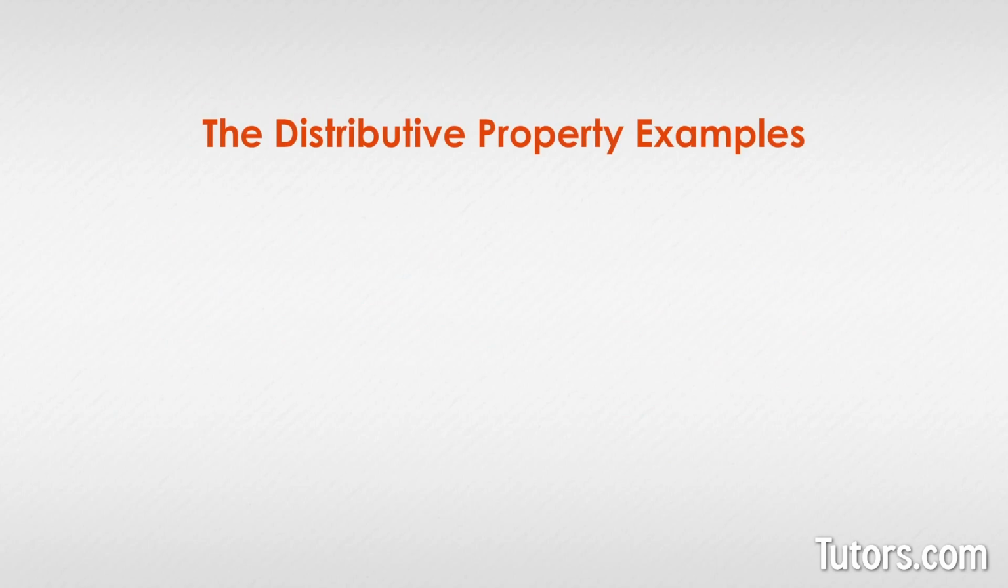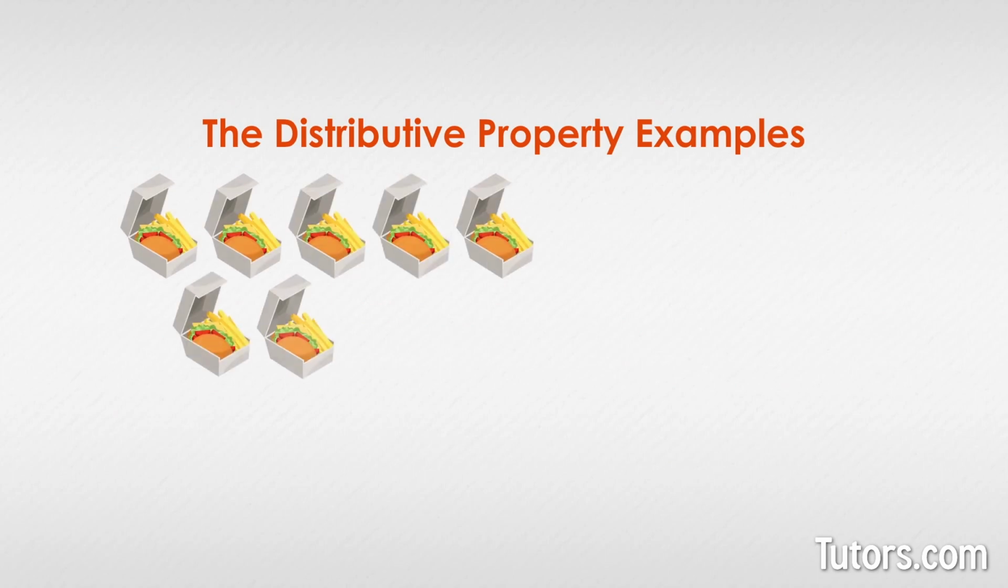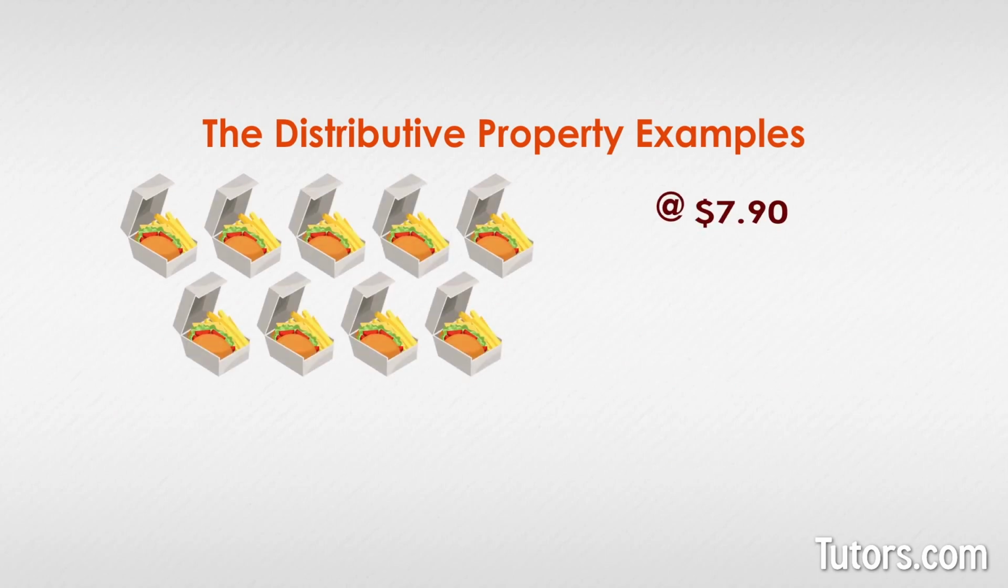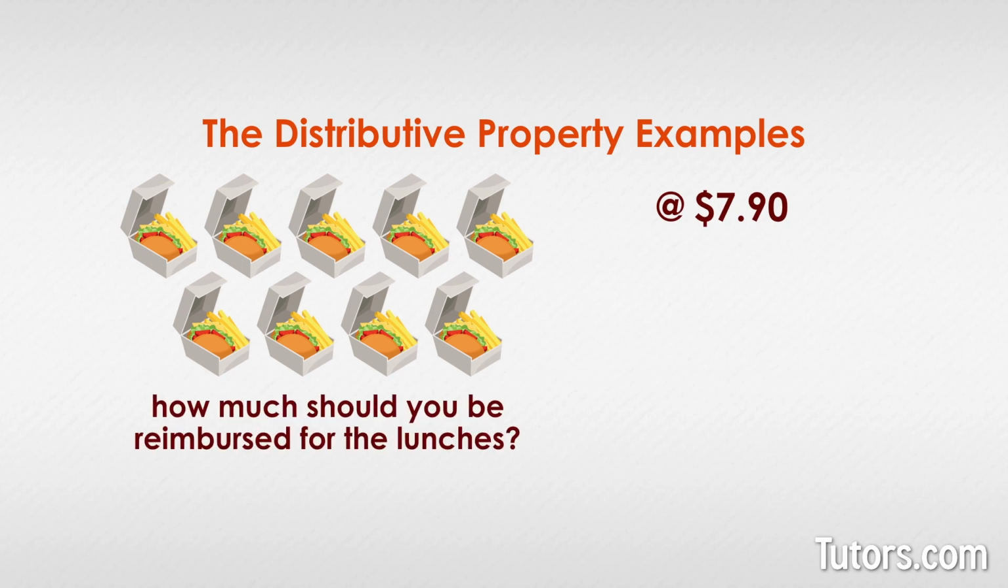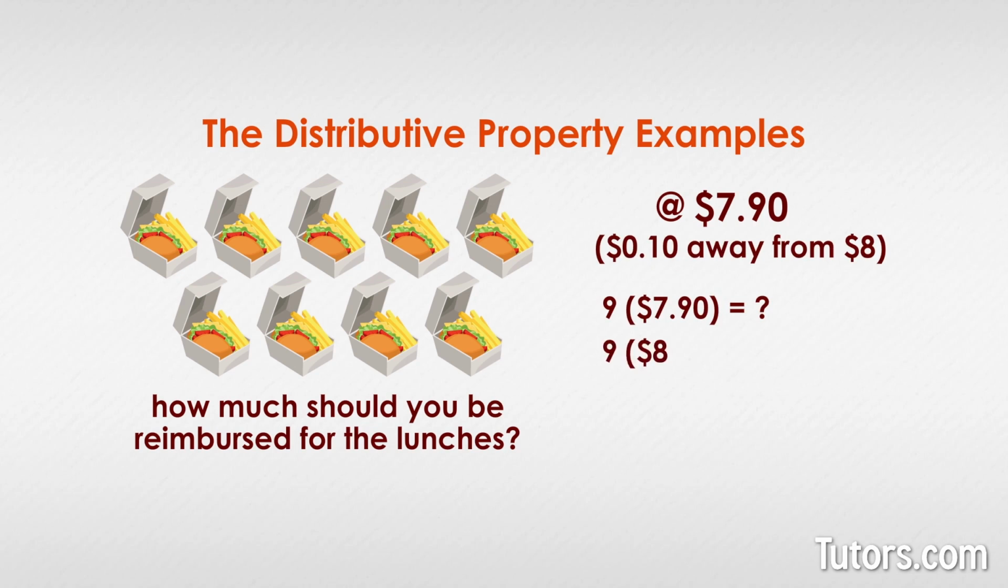Here is an example problem that may help you to understand the power of the distributive property. Let's say that you buy 9 boxed lunches for the members of Math Club at $7.90 each. Using mental math, how much should you be reimbursed for the lunches? You notice that $7.90 is only 10 cents away from $8. So instead of trying to do 9 times $7.90, you do 9 times ($8 minus 10 cents).